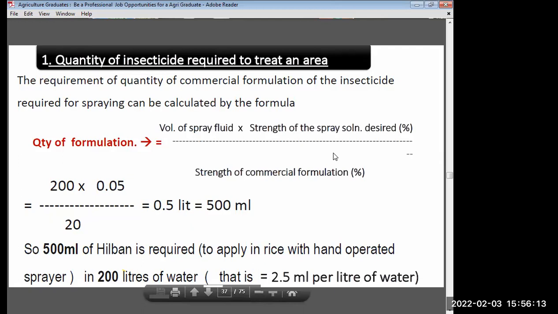So 200 into 0.05 divided by 20 means 0.5 liters. 0.5 liters is equivalent to 500 ml. So 500 ml of Hilban 20 EC is required to be applied with a high volume sprayer to the rice crop of 1 acre. This is the answer. Then another answer is also here. We use 200 liters of water wherein 500 ml of pesticide is mixed. So 500 ml divided by 200 comes to 2.5 ml per liter of water. 2.5 ml per liter of water we are going to use to prepare the 0.05%.